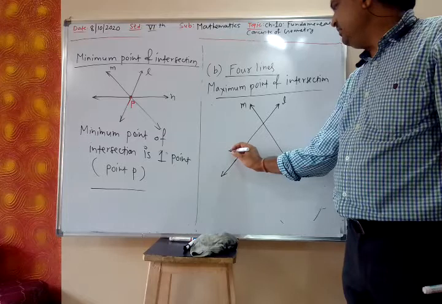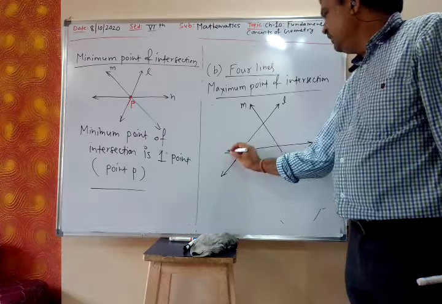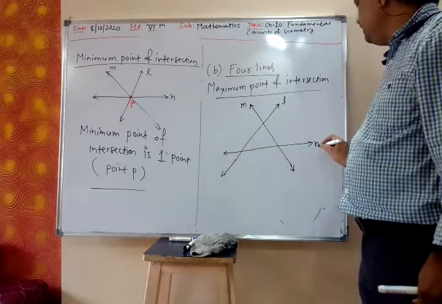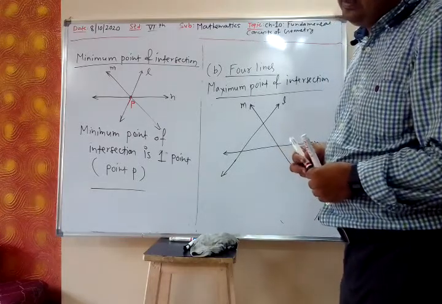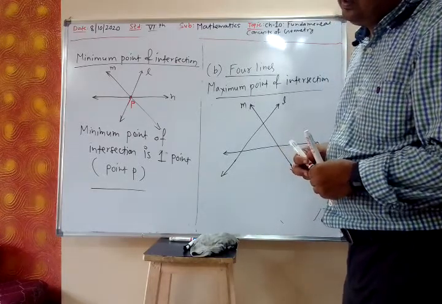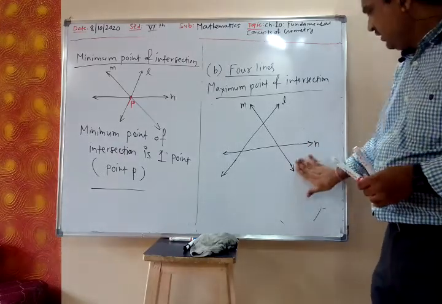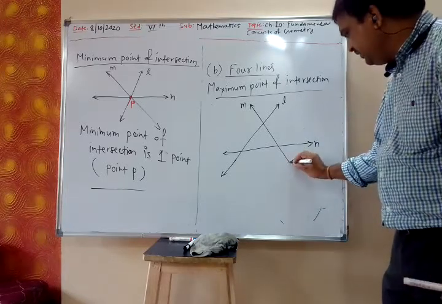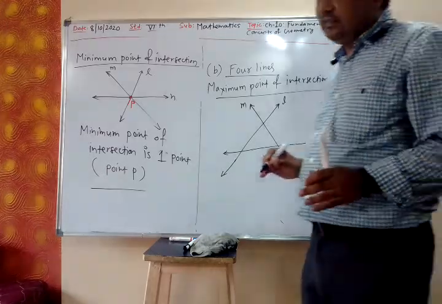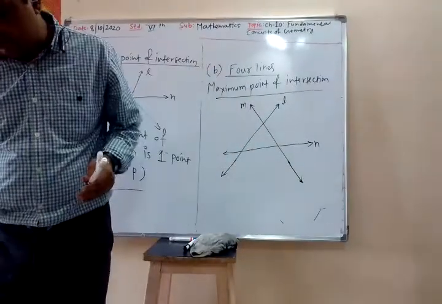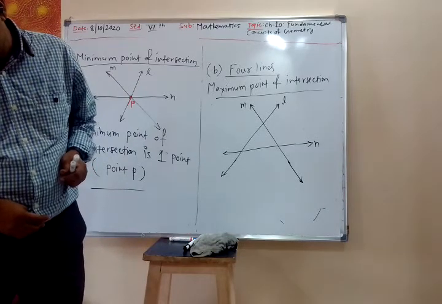Line L, line M, line N. Let us take another line, N. So far we have considered 3 lines, yes or no? Line L, line M... Wait, I have to draw one more line, no? We have to consider 4 lines, no? Line L, line M, line N, line P.